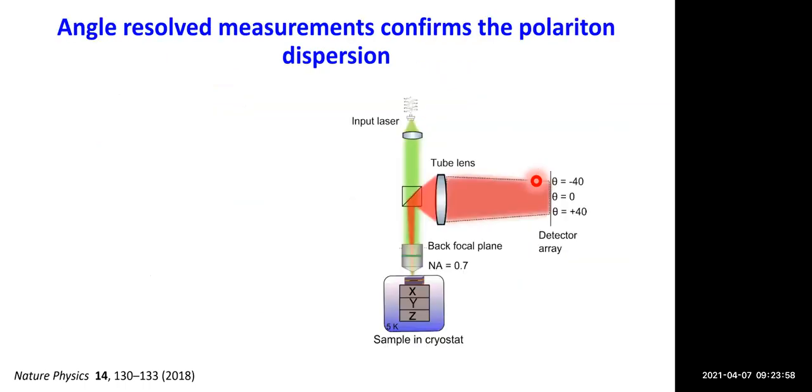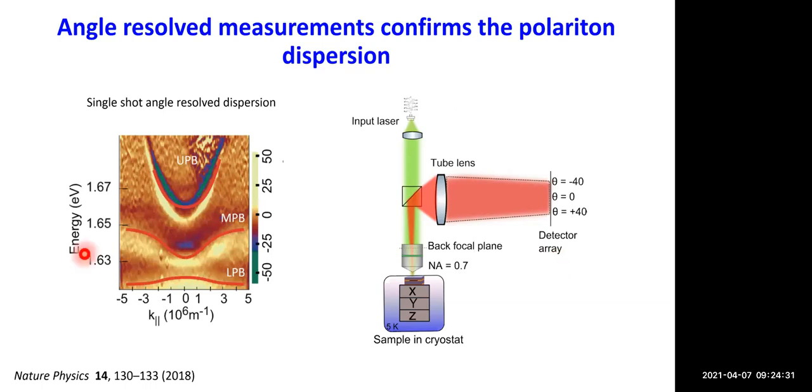Now, to confirm the formation of the polariton states, we use angle-resolved PL measurements. This is the schematic over here. We image the back focal plane of the objective onto a camera. This allows us to collect the PL from the sample within roughly an angular range of plus minus 40 degrees. Each point in the Fourier plane over here corresponds to a particular angle of the PL emission.